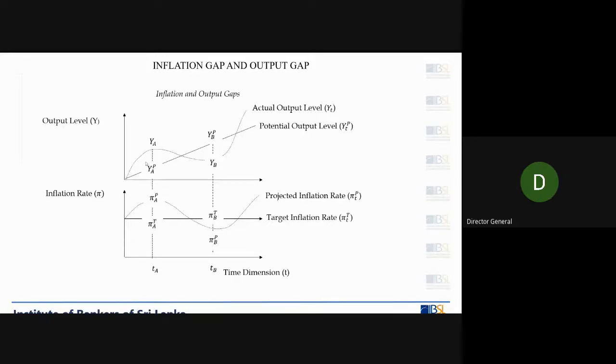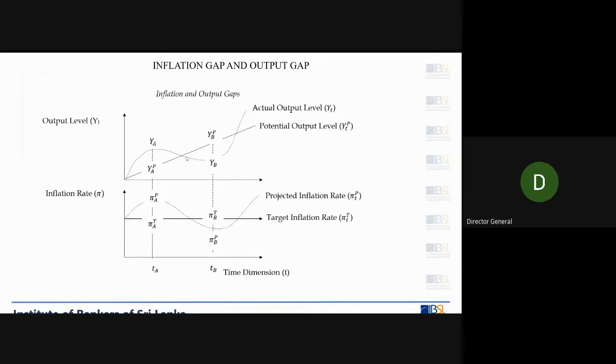Depending on that, if the output gap is positive and the inflation gap is also positive, you can see that the actual inflation rate is higher than the target inflation rate. This is a sign of the economy being overheated. Then you have to cool it down, so the nature of the monetary policy should be contractionary.